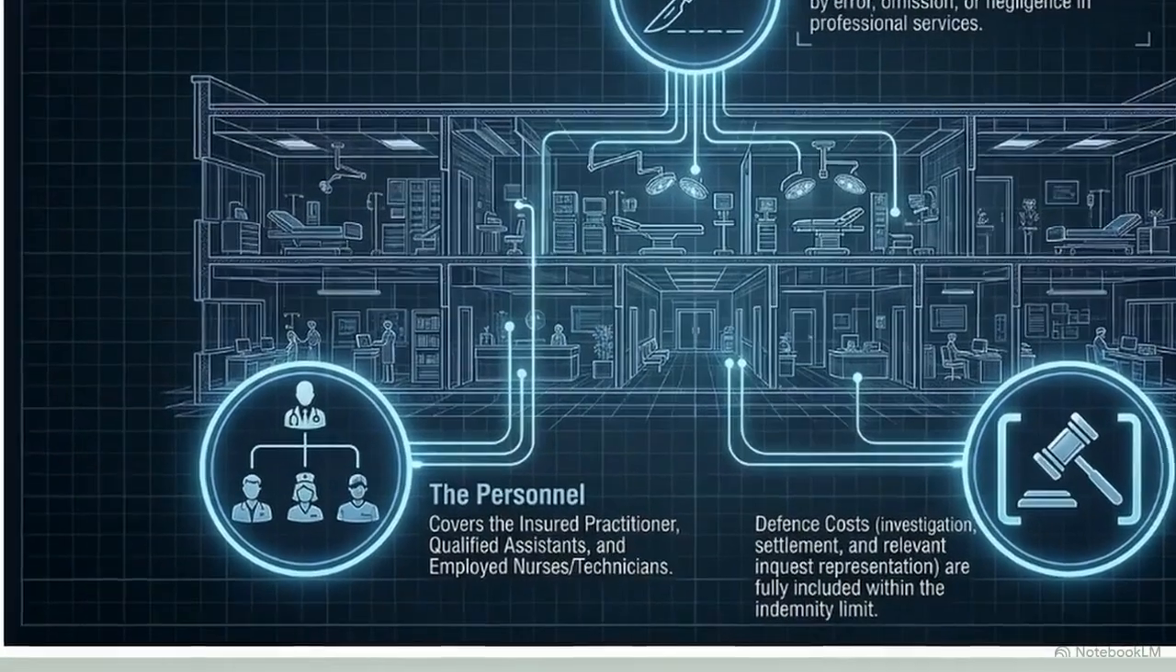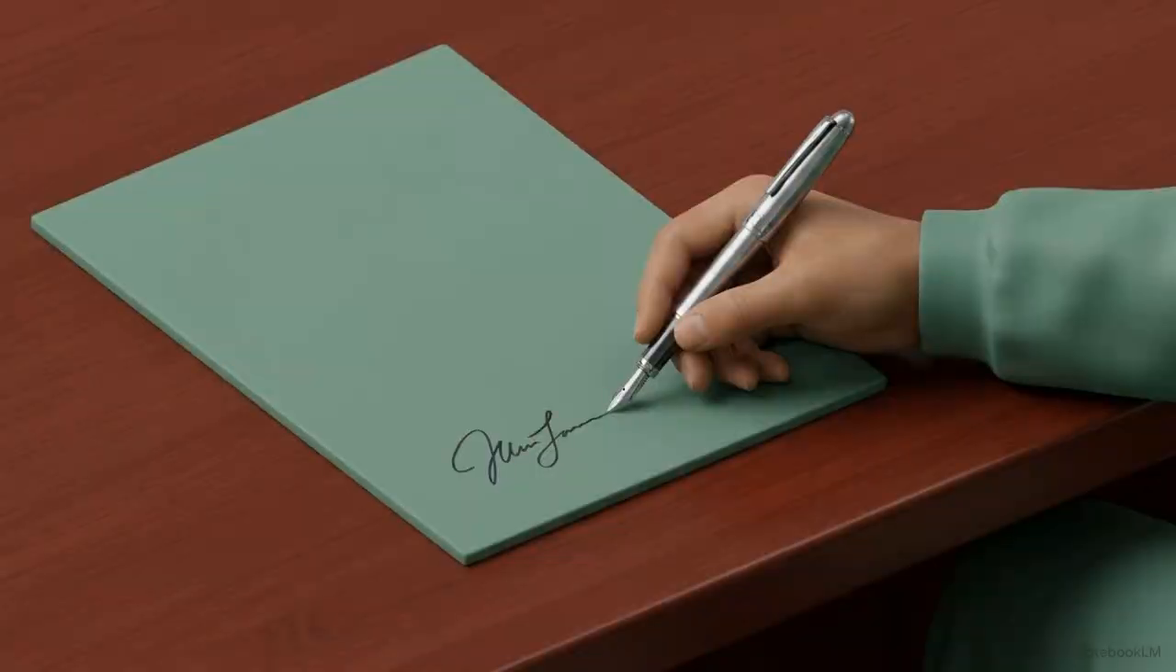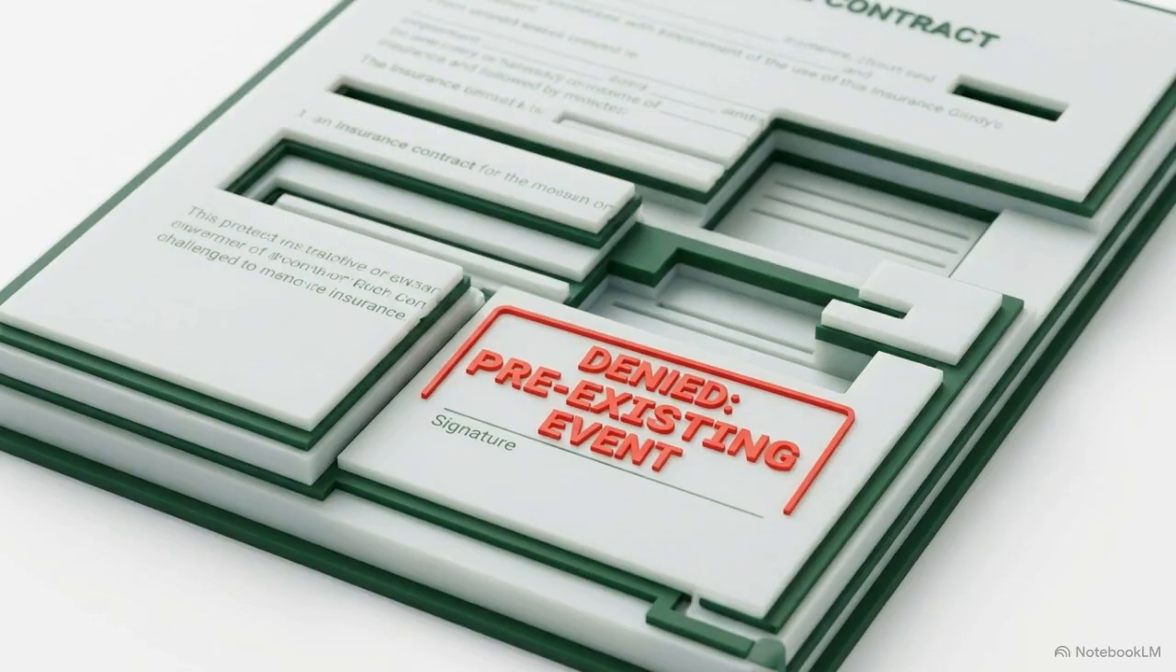But a practice is rarely one person. The policy extends to protect the insured practitioner, qualified assistants, and employed nurses or technicians. You must secure this coverage well before a problem arises. Once a legal dispute begins, you cannot buy a policy to cover it retroactively.